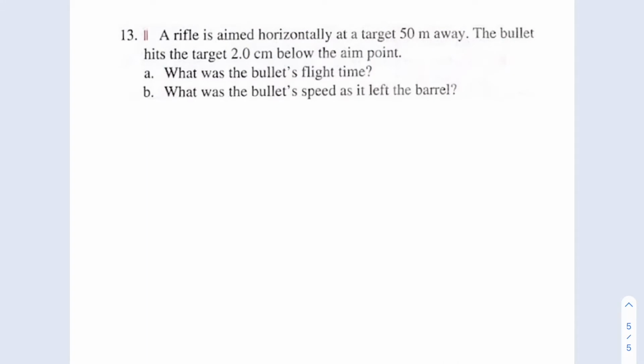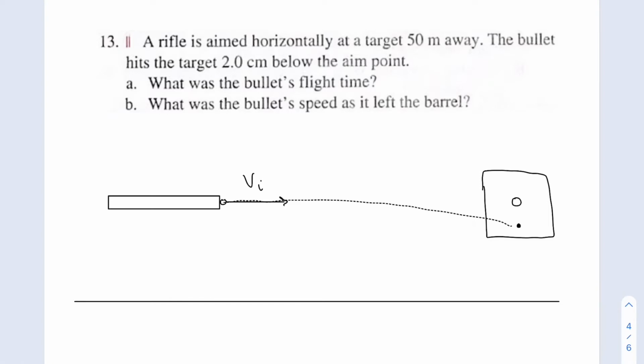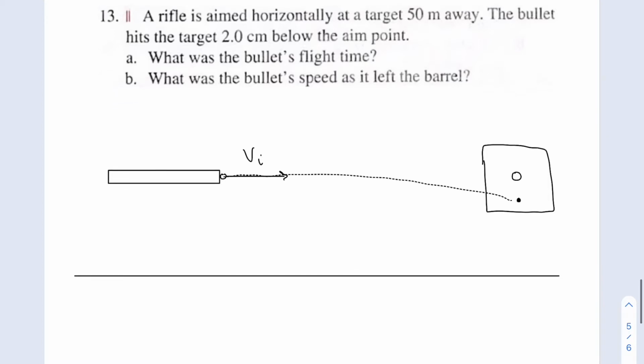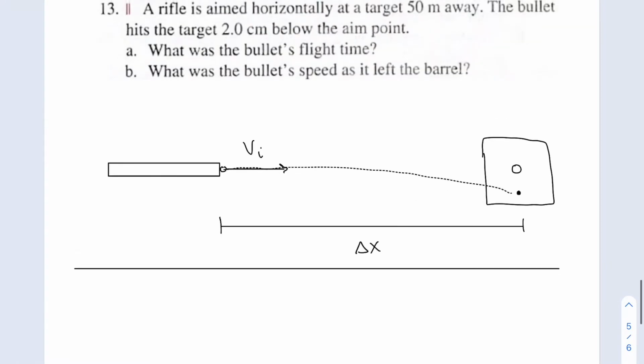So let's go ahead and draw a diagram to show what's going on. Okay, so here's our picture. The bullet is leaving with some initial velocity, v initial, and we need to figure that out. The target is 50 meters away. It says that the bullet hits the target 2 centimeters below the aim point, so that means that this is going to be our delta y.